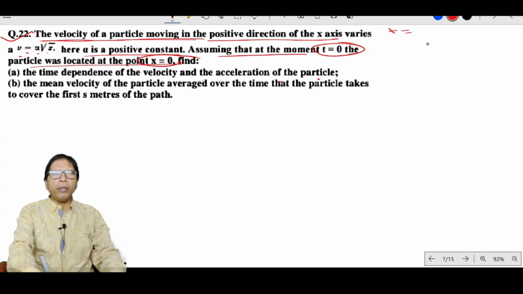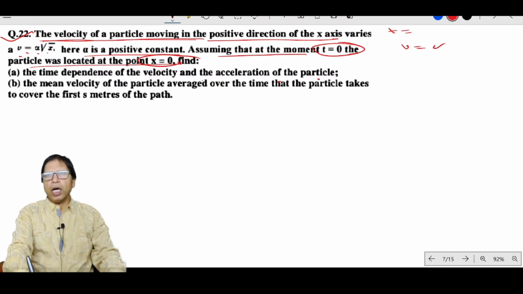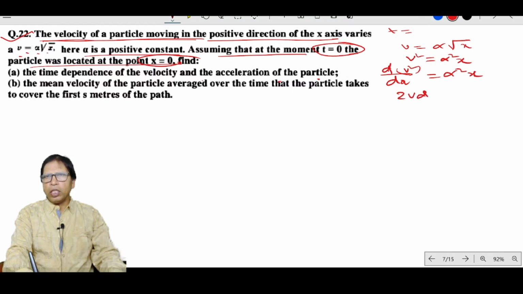Now look at this here, v equals alpha into root under x. So v square is equal to alpha square x. Therefore, differentiating with respect to x, we get d/dx of v square equals alpha square x. Therefore, 2v dv by dx is equal to alpha square into 1.